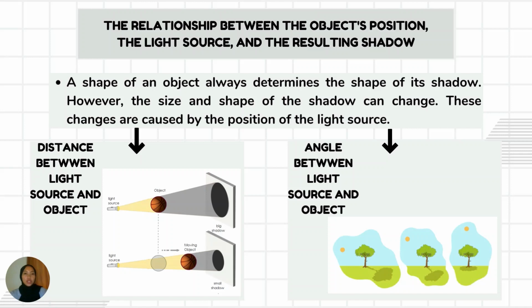What is the relationship between the object's position, light source, and resulting shadows? An object's shadow is determined by the object's shape. However, it can also change. These changes are caused by the position of the light source, for instance, the distance between the light source and the object. The closer or farther the object is to the light source, the bigger or smaller the shadow appears.